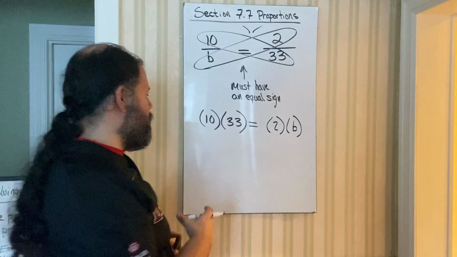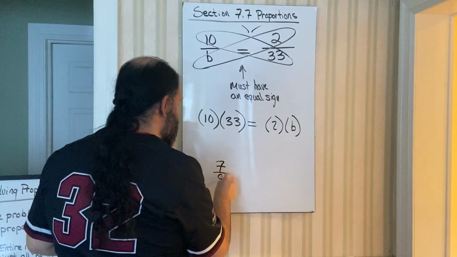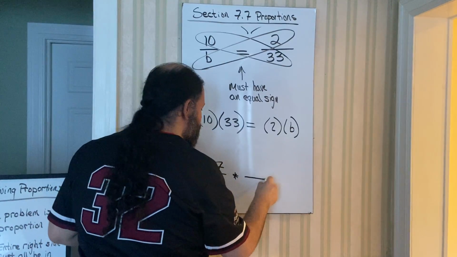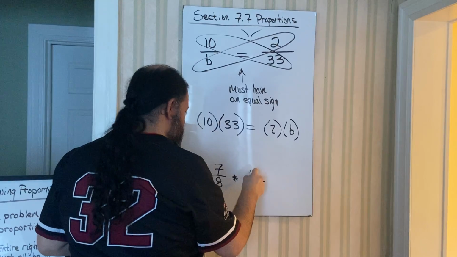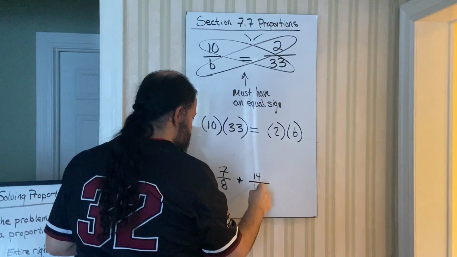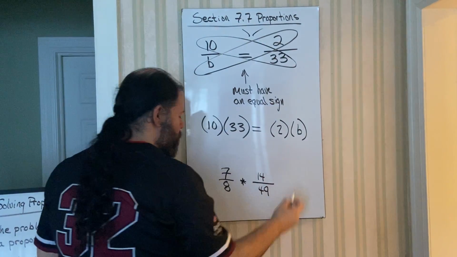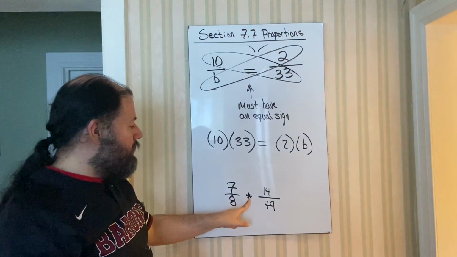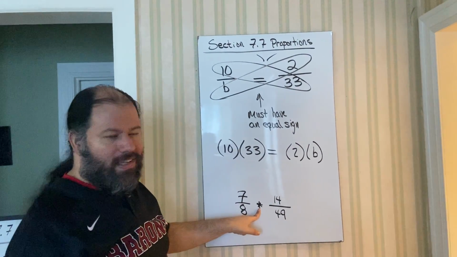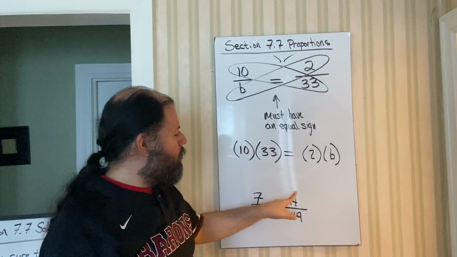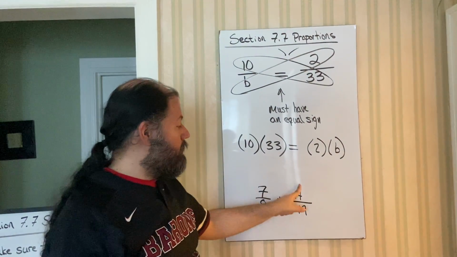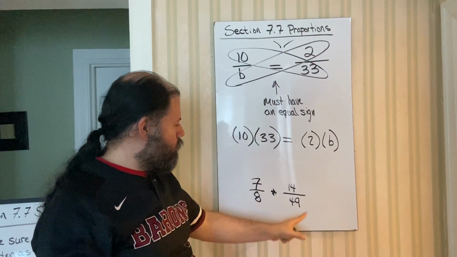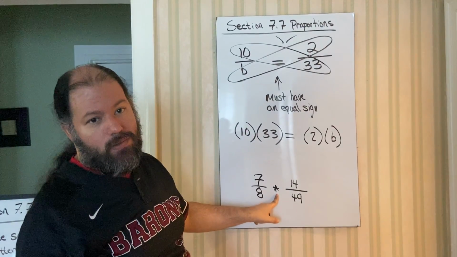You cannot do this if you're doing 7/8 times, and I'll do one of these because this is arithmetic, let's say we had 14/49. You cannot do 14 times 8. Because this is not an equal sign, you know that you have to multiply across, top with top, or bottom with bottom. Do not draw a butterfly with this, because there's no equal sign here.